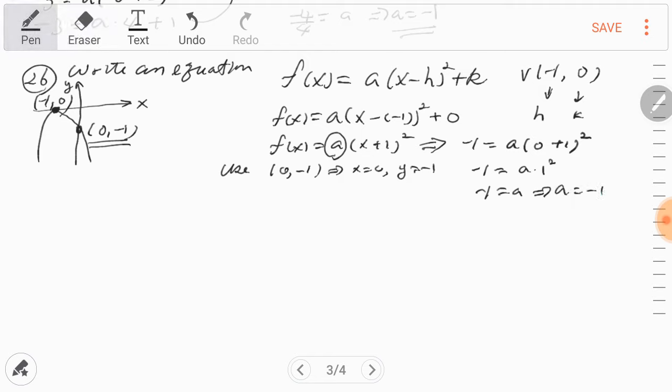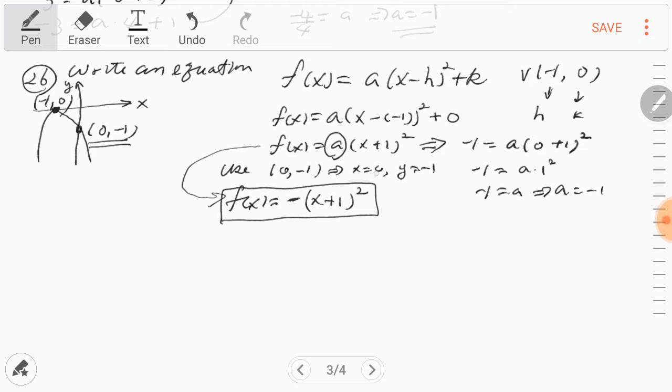So finally, our equation is what? The quadratic equation is f of x is equal to a, which is negative 1. So put the negative sign instead of negative 1, just negative, then x plus 1 squared. Okay, so that is the quadratic equation for the graph.